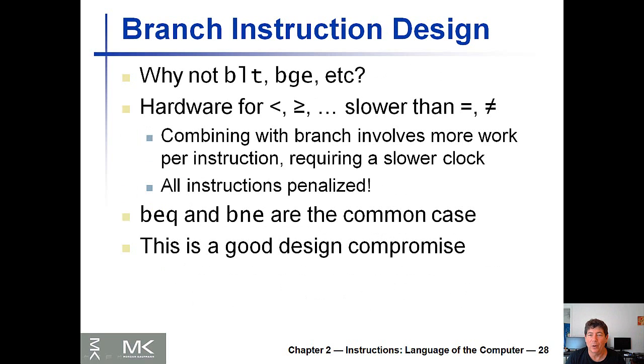So you might be asking a couple of questions now. If I showed you some of this stuff with an Intel assembler, you would see in Intel we actually use jump if less than or jump if greater than, not branch. But why doesn't MIPS have some sort of equivalent, BLT or BGE? Well, that's because the hardware for less than or greater than or equal to, and so forth, is slower than equal or not equal. Combining with branch involves more work per instruction, requiring a slower clock. So what that means is that all instructions are penalized in those cases. So BEQ and BNE are the common case. Remember, we talked about optimizing the common case. And this is a good design compromise.